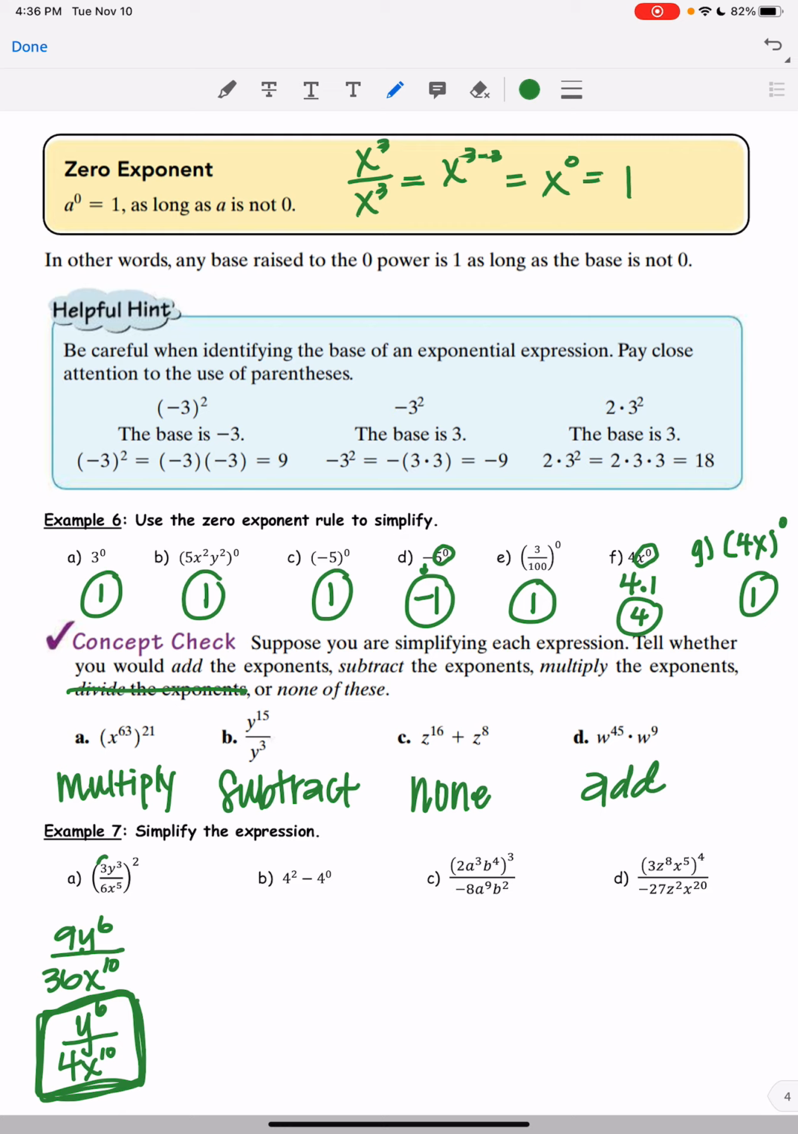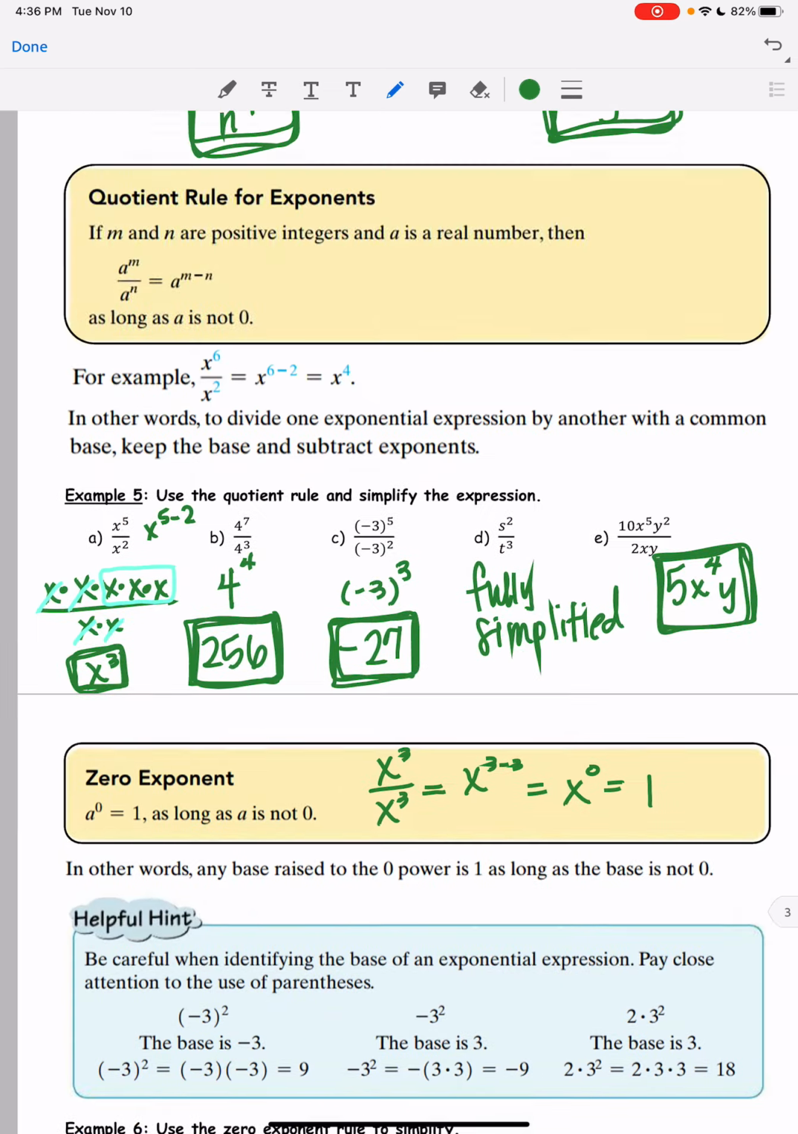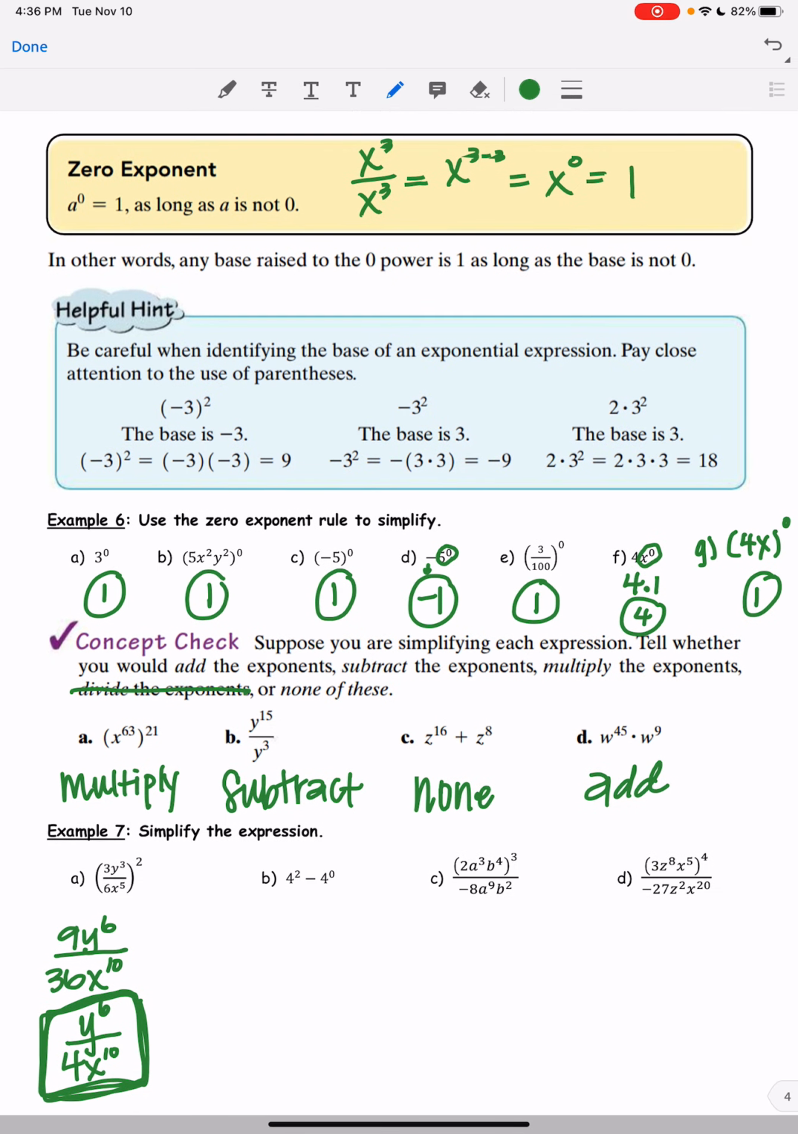And if you wanted to, what you could have done, which would have probably honestly been even easier, is just simplify 3 over 6 to make that 1/2 and then use the power rule. But either way, you got to reduce somewhere in there.